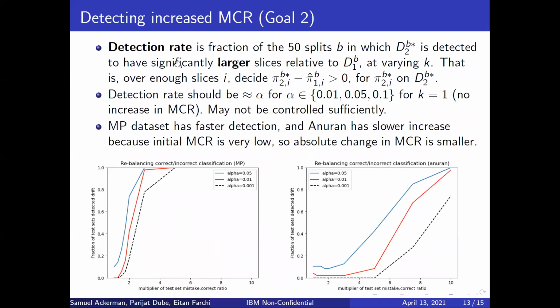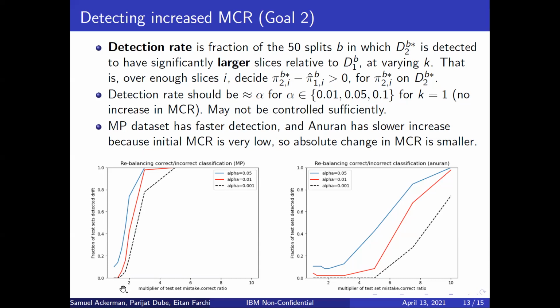The detection rate is the fraction of the 50 splits B, where we're controlling for the multiple testing, where the altered data set D2B star is detected to have slices overall that are larger than the trained data set D1B, which we determine the slices on. And we try this for varying K. If K is 1, that means there's actually no increase in the MCR, but we randomly resample, keeping the MCR the same. The detection rate should be about alpha, which means that's the false positive rate. It should be less than alpha actually.